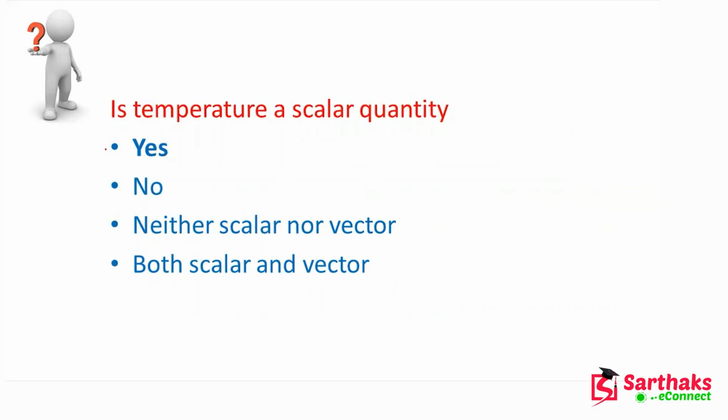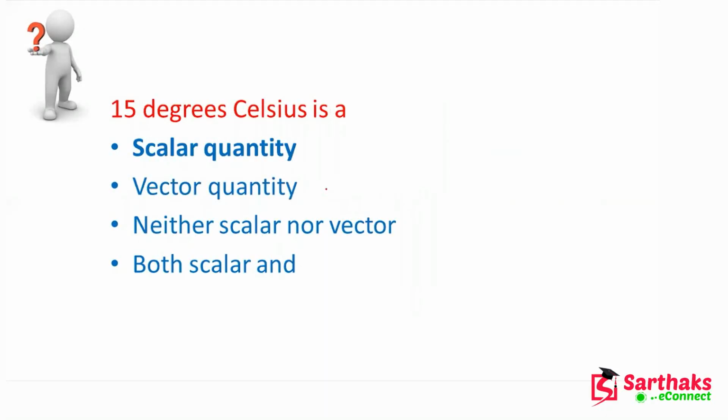Temperature, yes, it is a scalar quantity because it has only magnitude, no direction. 15 degrees Celsius. Oh, so cool. Only 15 degrees Celsius. So this is a scalar quantity. 4000 calories: scalar quantity.